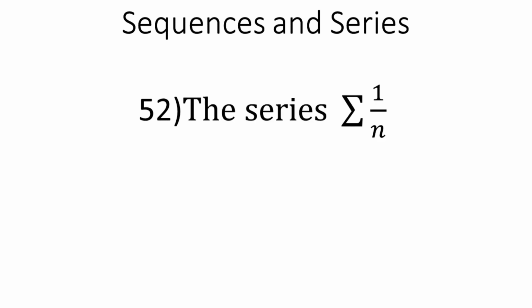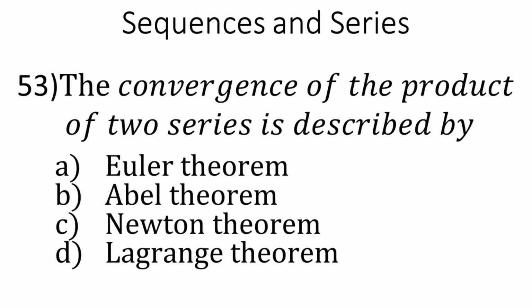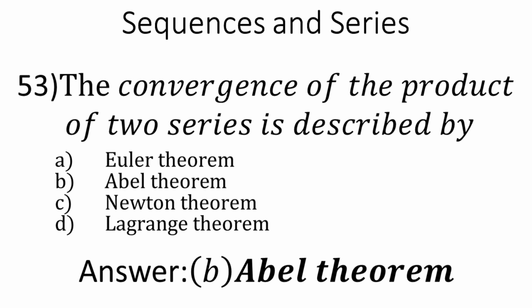Question number 52. The series sigma 1 by n. So answer is diverges. Question number 53. The convergence of the product of two series is described by which one of the following theorems? So here option B, Abel's theorem, is the correct answer.